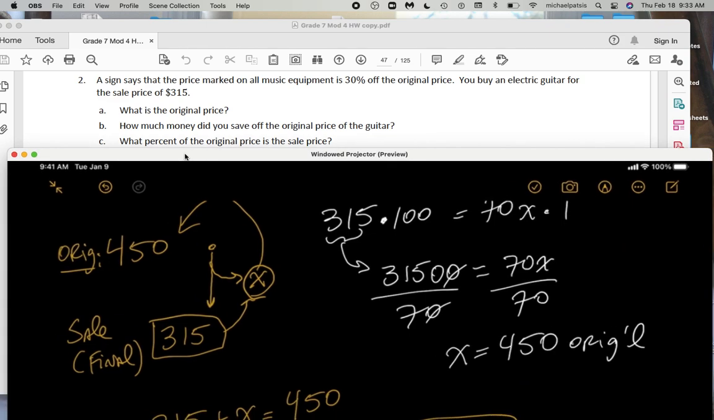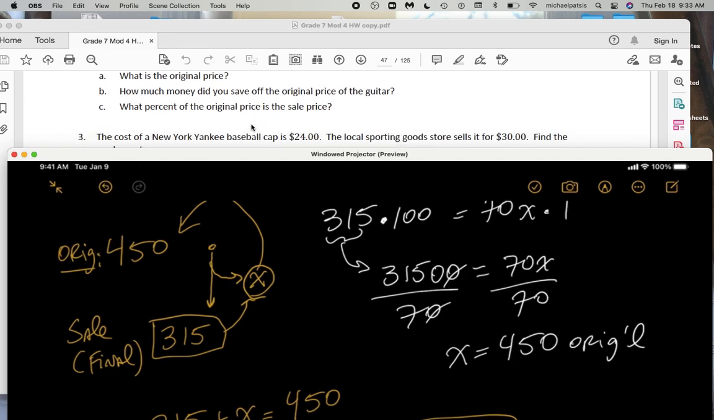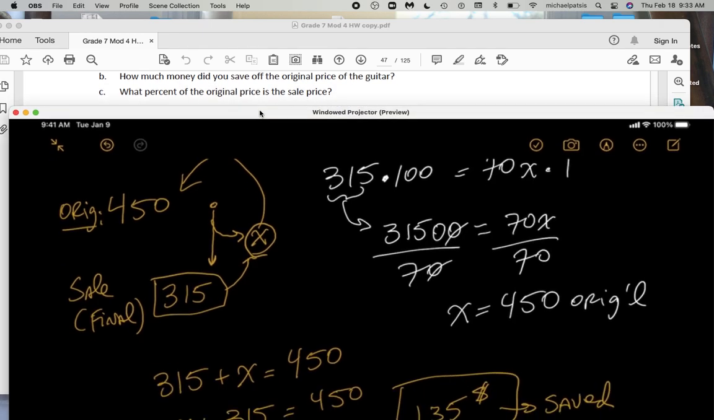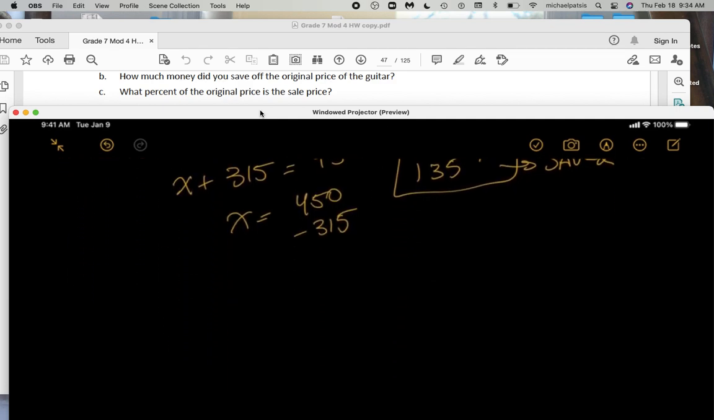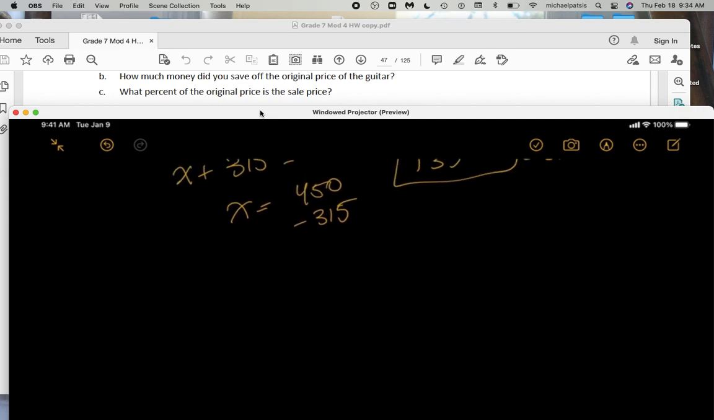Let's go part C. What percent of the original price is the sale price? Okay, so we're going to do a standard translation here. What percent of the original price is the sale price? So let me write down the players here. We had an original price of $450. We had a sale price of $315.